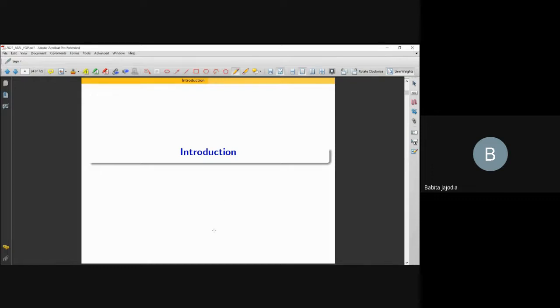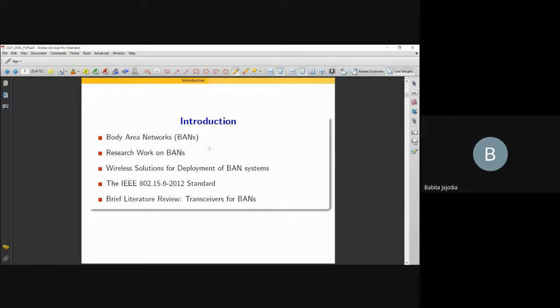Okay, so we start with the introduction. When I say introduction, basically we will discuss what we mean by body area networks. Body area networks can be of two types. They can be wired or non-wired as well. This is the generalized one, and based on the standard, it has come to be a WBAN.